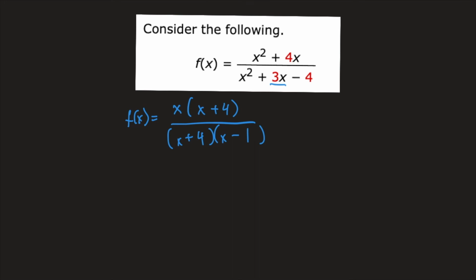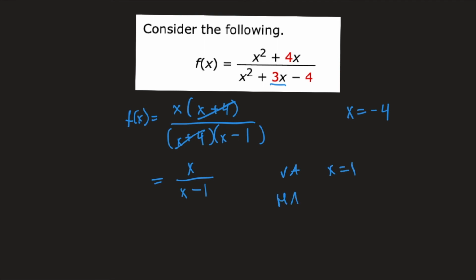Now notice something interesting happens here. x plus 4 and x plus 4 cancels. When that happens, a hole exists at that point. In other words, x is equal to negative 4 is going to have a hole in the graph. But this reduces our function to x over x minus 1. And from here, a vertical asymptote is just found by setting the denominator equal to 0. In other words, x equals 1.